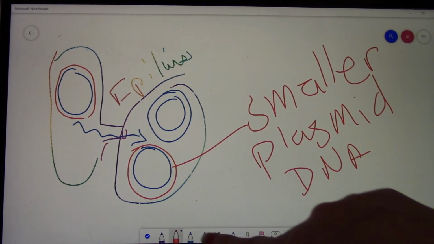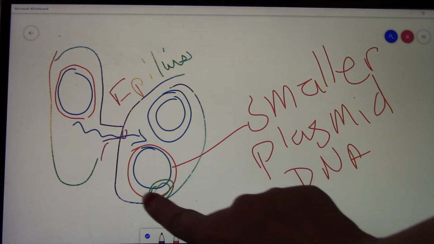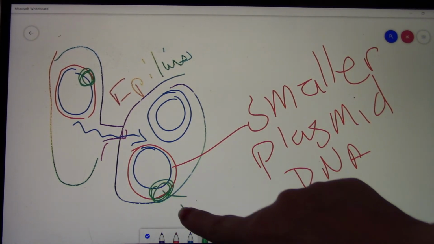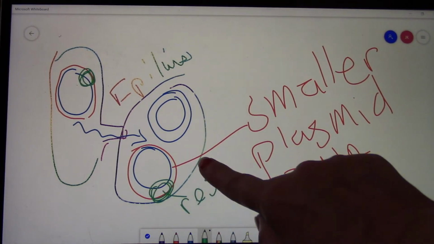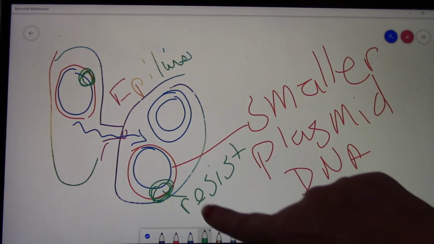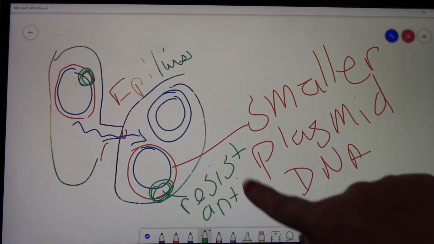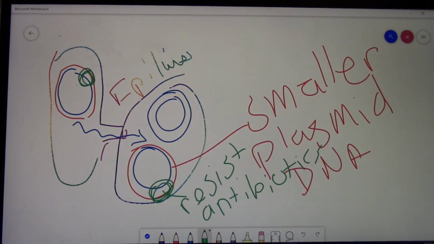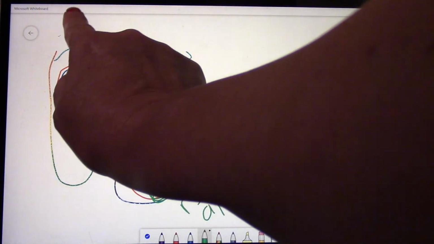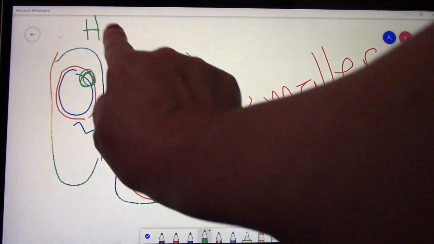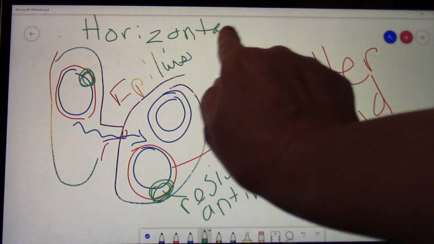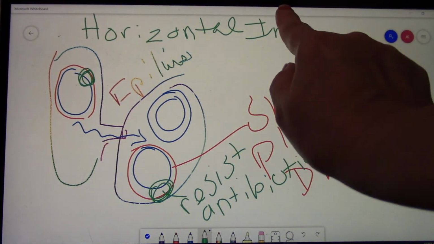And it can carry a gene on it that we got from the original bacterial cell that can give you resistance. So you can resist antibiotics. Sorry, these are overlapping. So this is what we call horizontal transfer or horizontal inheritance.